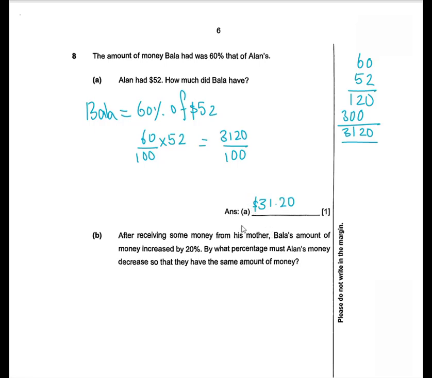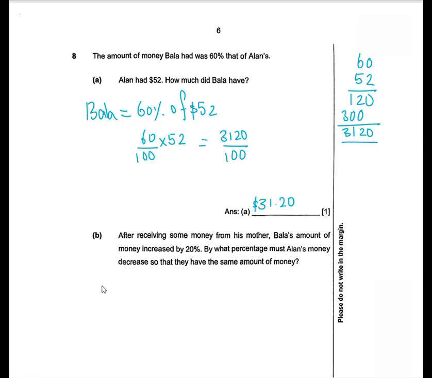$31.02. After receiving some money from his mother, Bala's amount of money increased by 20%. By what percentage must Alan's money decrease so that they have the same amount of money? So there are two things here. One is Bala's money increased by 20%.